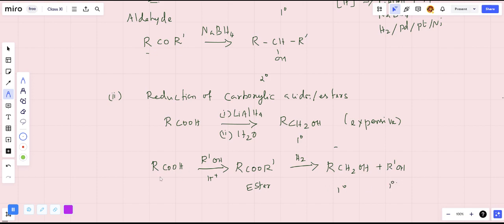So this is the method. This is a profitable method, and the other is an expensive method. For commercial purposes, only the profitable method is used. So this is the second method by which alcohols can be prepared. One more method is there, so we will continue in the next class.